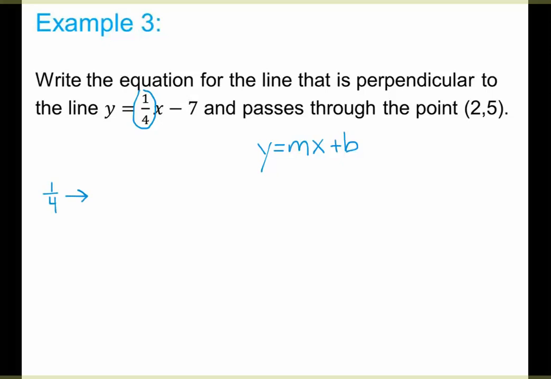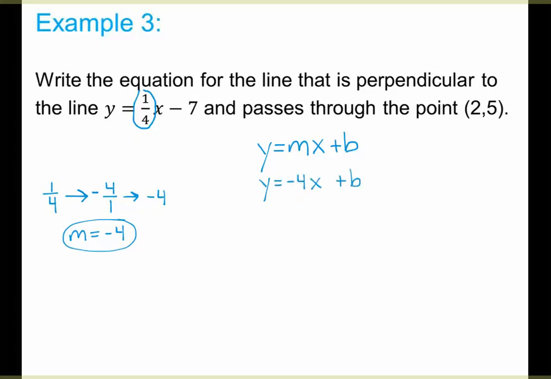What is the negative reciprocal? Well, the reciprocal is 4/1. That means the negative reciprocal is going to be negative 4/1. And that just simplifies to negative 4. So hopefully you know that your slope is negative 4. I'm going to go ahead and plug in that information. y equals negative 4x plus b.